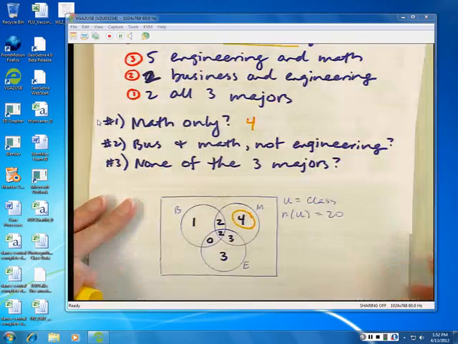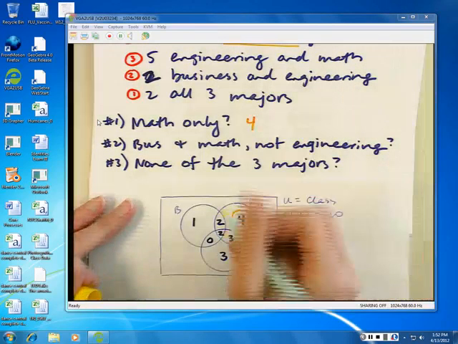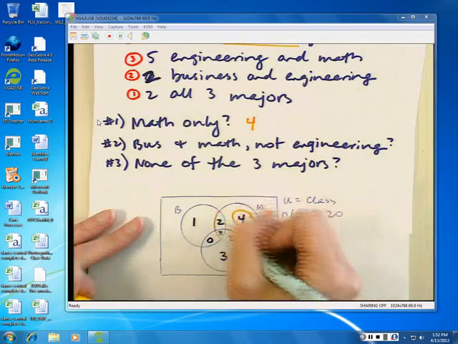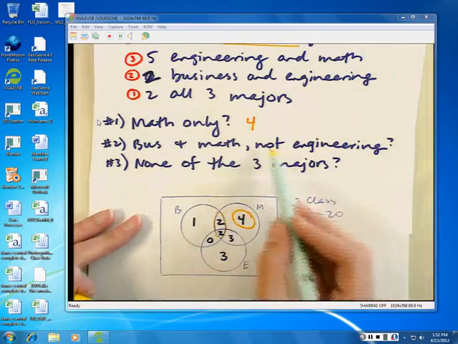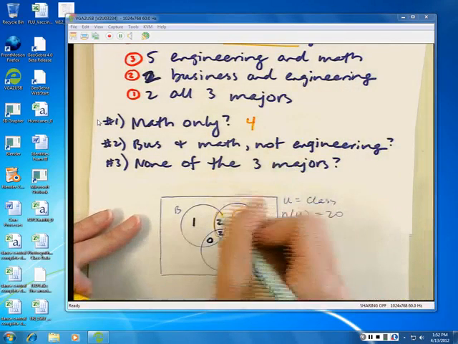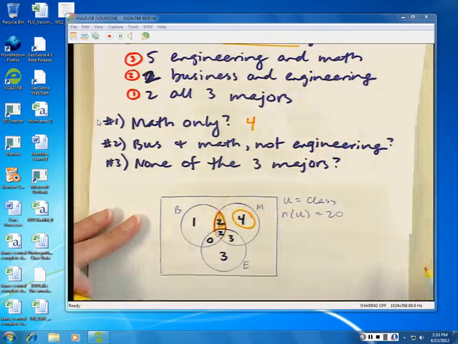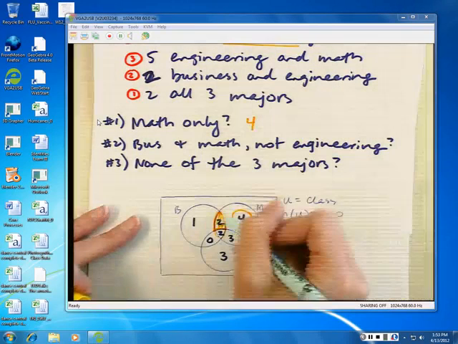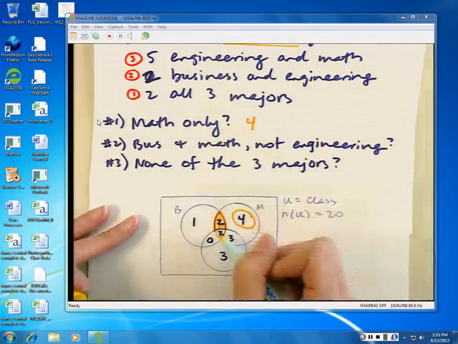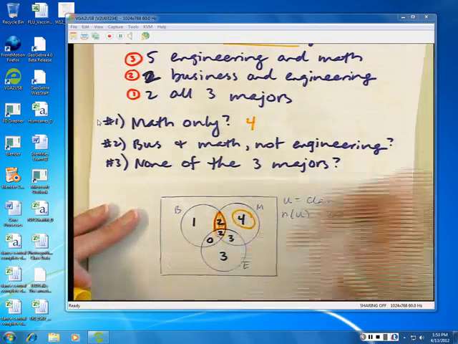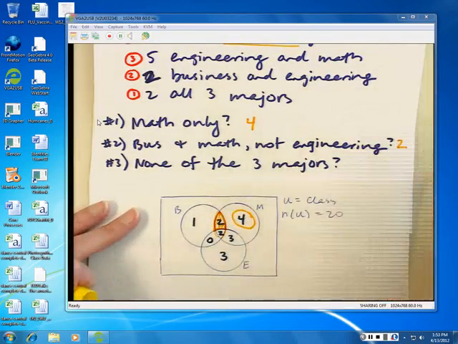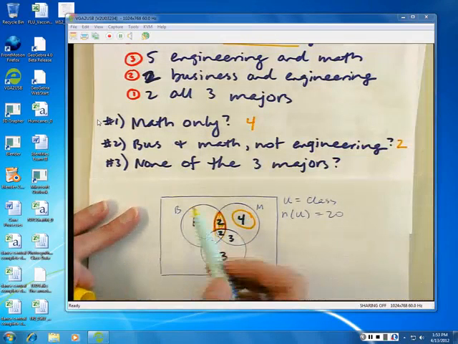How many are in business and math? So let's see, business and math. So I'm here. So business and math, but not engineering. So I'm really just here in this group. It looks like that little Star Trek emblem. That's going to be 2. So there are 2 in the business and math, but not engineering. So there's 2. I do need the number on the outside.